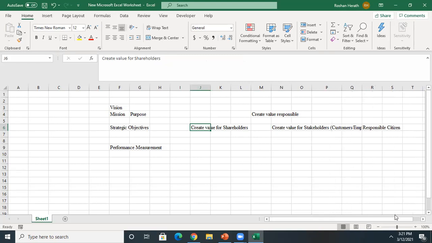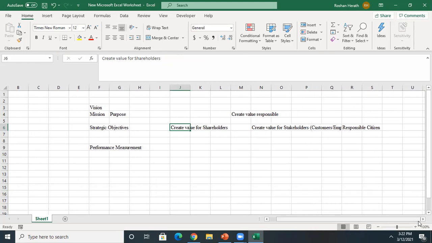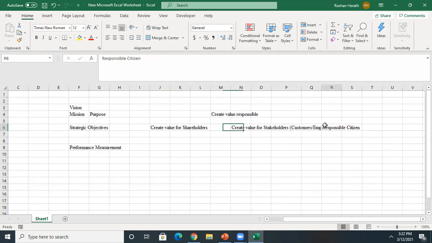And when it comes to being responsible citizens, they do care about the community at large. They care about the environment and the community at large. Yeah, that's about being a responsible citizen. So these are their strategic objectives.